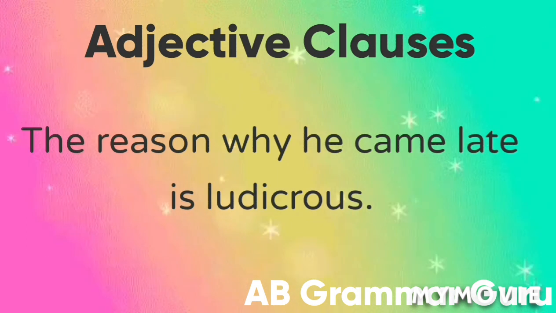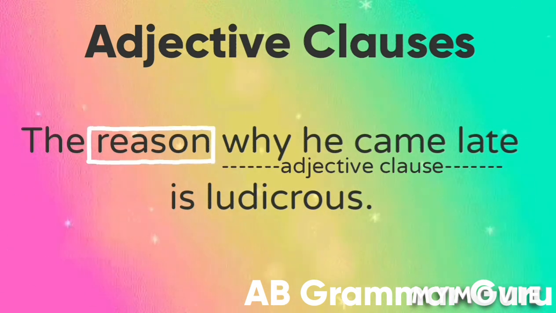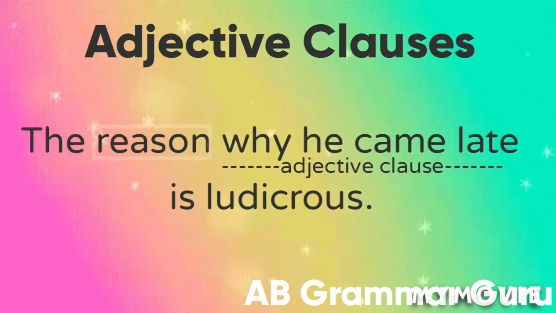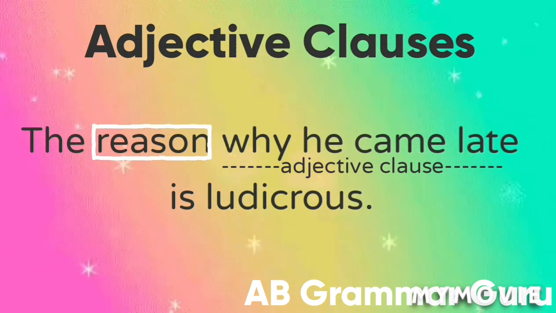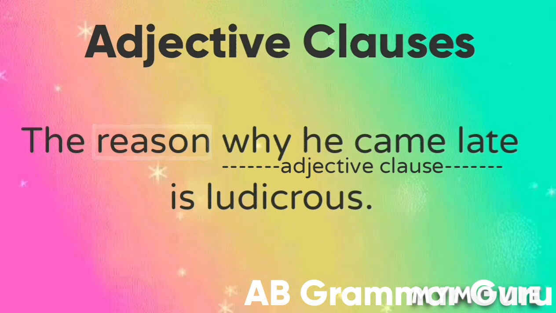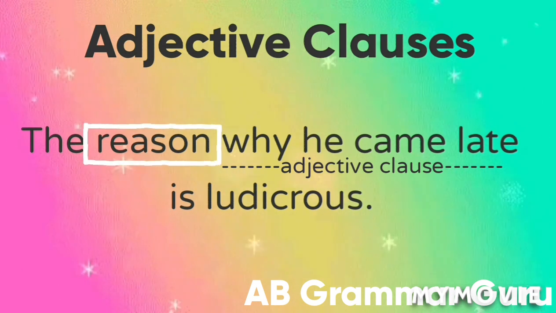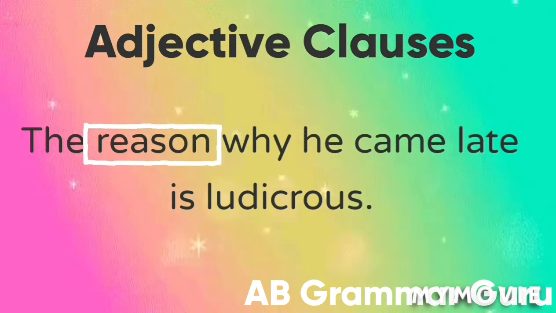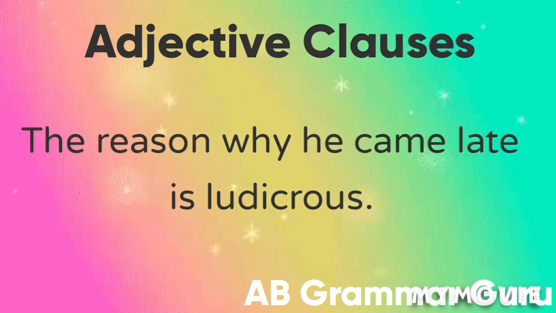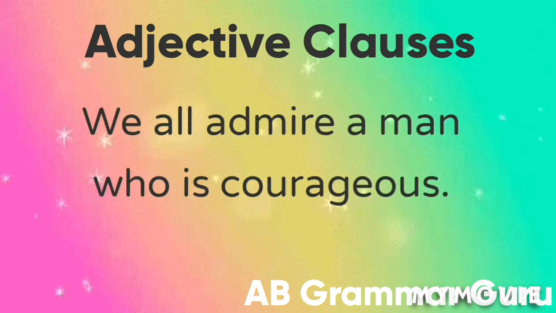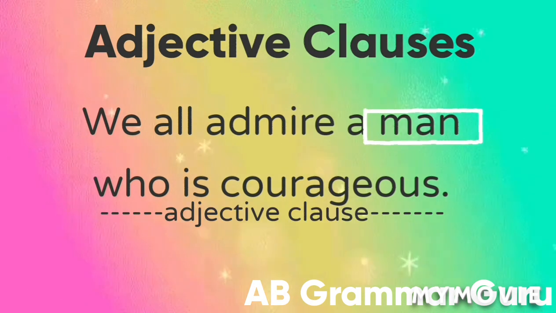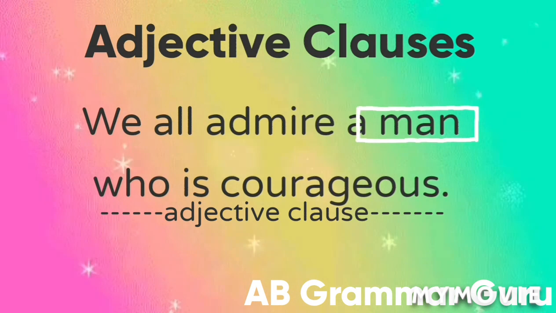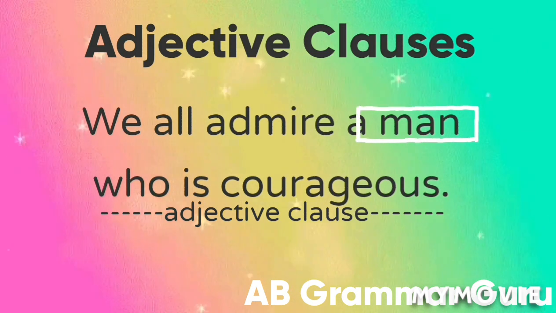The reason why he came late. Here also, like the previous sentence, why he came late, the adjective clause, is coming immediately after the noun reason, right? So reason is inside the box, and why he came late is the underlined adjective clause. Next, we all admire a man who is courageous, and who is courageous is telling us something about man. Man is a noun, so who is courageous is the adjective clause.